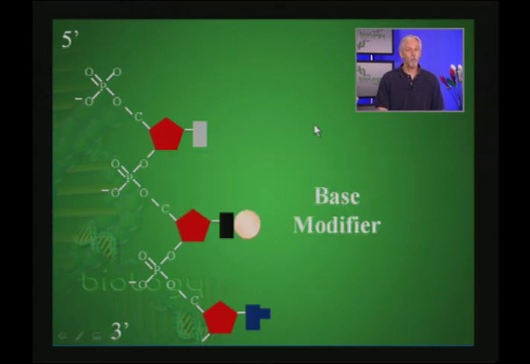Still another kind of problem is that a chemical might bind to one of the nucleotides. This is what's known as a base modifier. It may bond to a nitrogenous base, for example. And again, as DNA polymerase moves along here, it doesn't recognize that this is perhaps a thymine, and so it puts the inappropriate base opposite that.